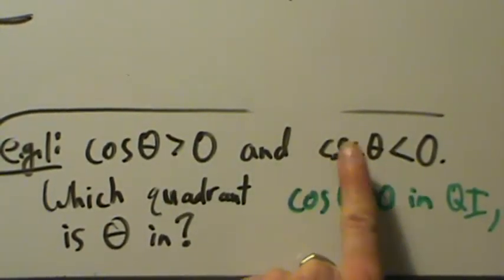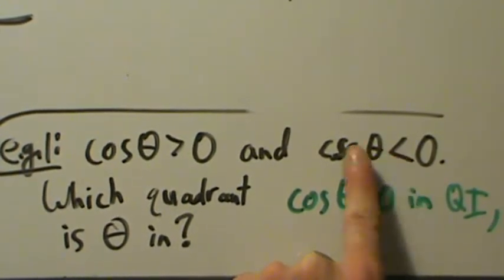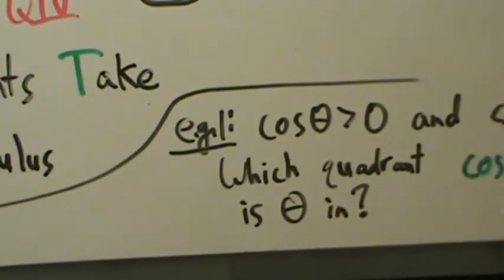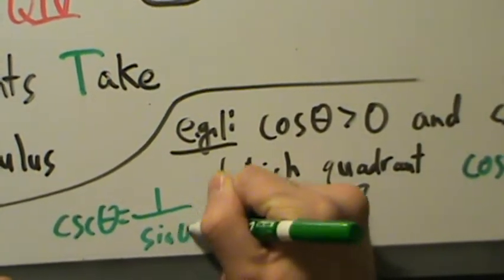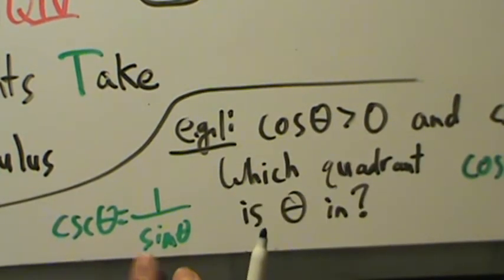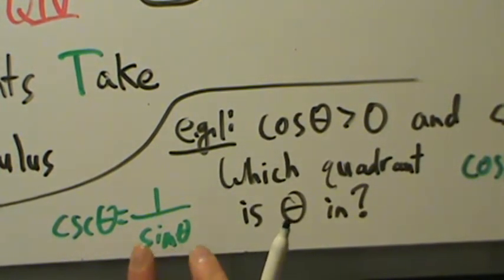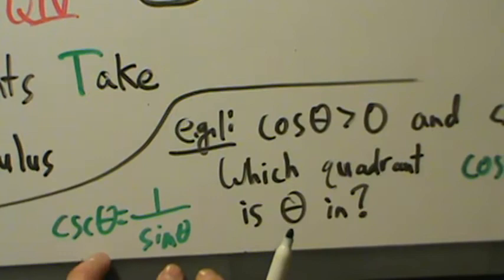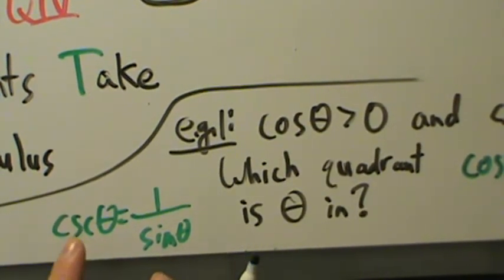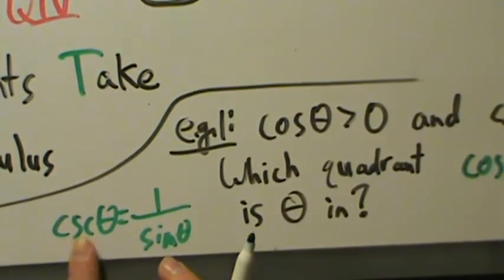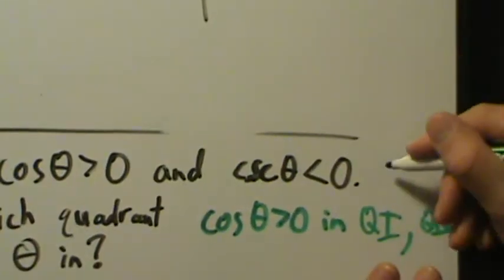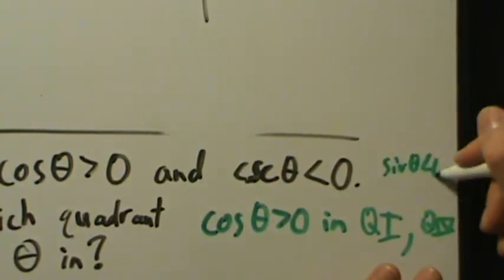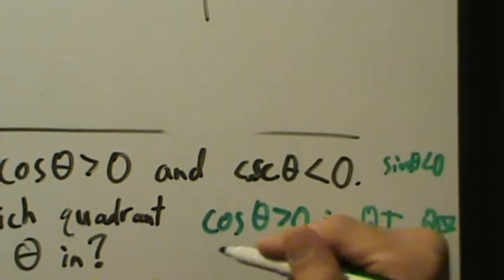And also cosecant is negative. Okay, so cosecant is negative. Where does that happen? Well, remember cosecant of theta. So let's come over here. Cosecant of theta is 1 over sine of theta. Okay, so remember cosecant of theta and sine of theta have the same sign. So they're either positive together or negative together. So cosecant of theta is negative. That's the exact same thing as saying that sine of theta is negative. Okay, and where does that happen?